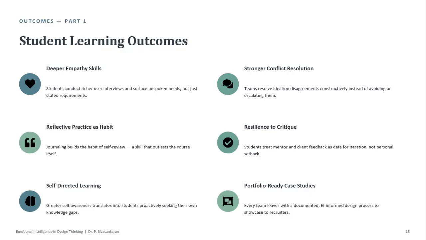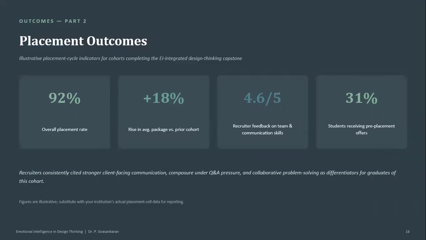In terms of placement outcomes, employers increasingly seek graduates with excellent communication, teamwork, leadership, and adaptability. Students trained in emotional intelligence demonstrate greater confidence during interviews, better collaboration in organizations, and stronger professional relationships. Consequently, institutions can expect improved placement performance and higher recruiter satisfaction.